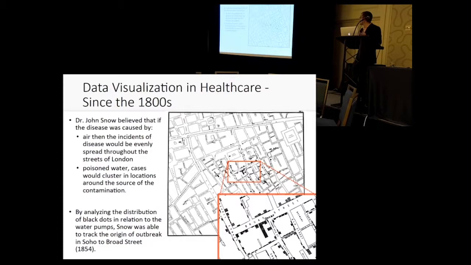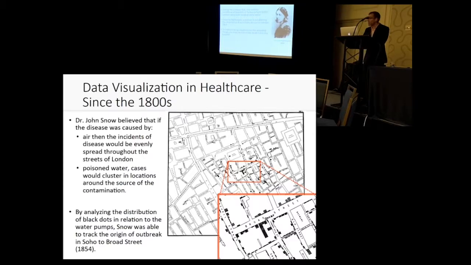He just took a map, and we can zoom in on this section. You can see that he drew the water pump, and around it you start seeing more outbreak. So he used that analysis of the distribution between the black dots and the relationship with the water pumps to come up with hypotheses about the reason why the outbreaks were happening.